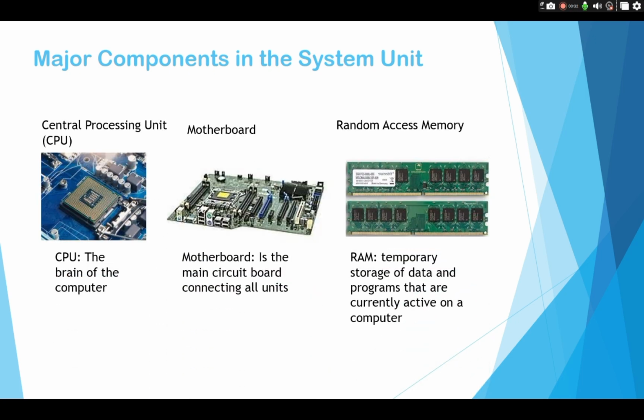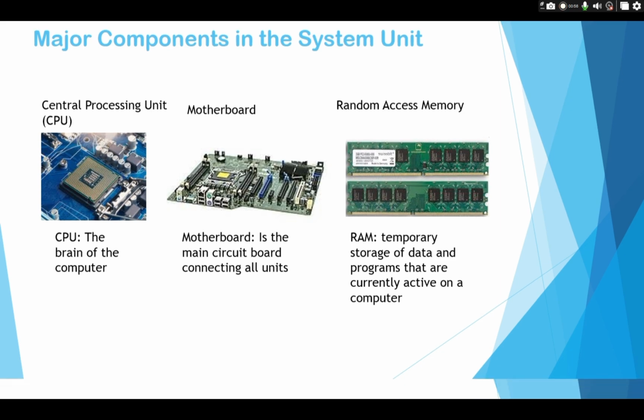First, we have Central Processing Unit, or the CPU. It is the brain of the computer that processes data. Next is the motherboard. It is the main circuit board connecting all units. Next, we have Random Access Memory, or RAM. It is temporary storage of data and programs that are currently active on the computer.